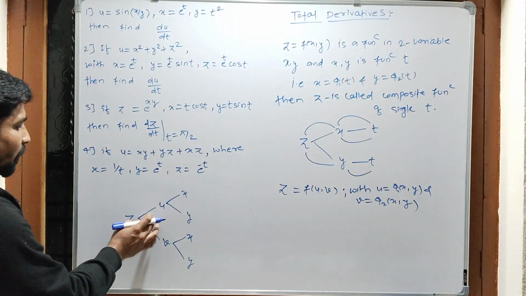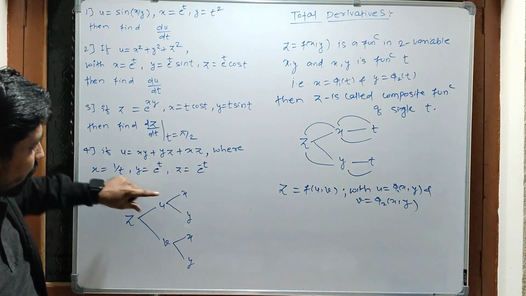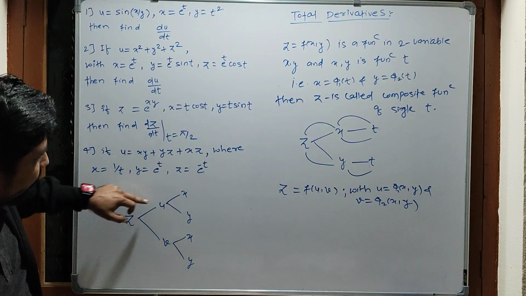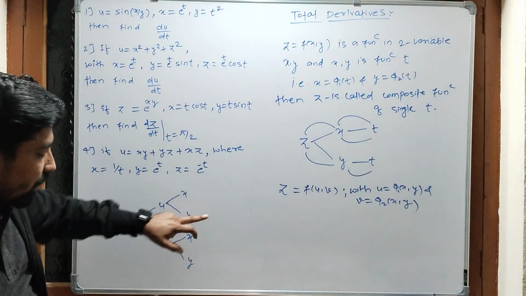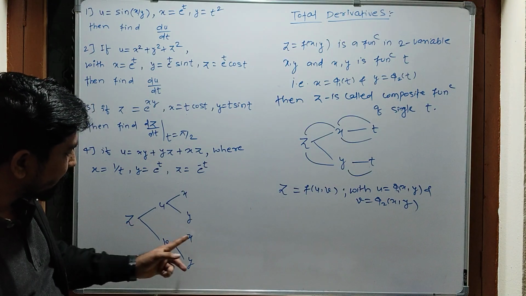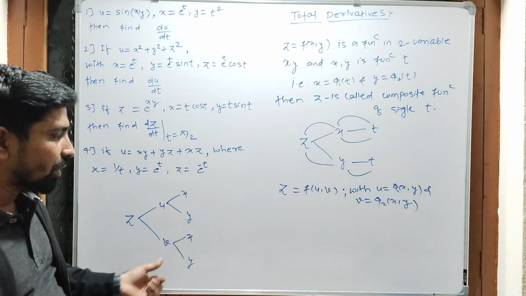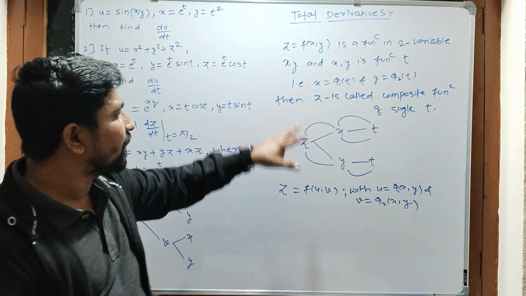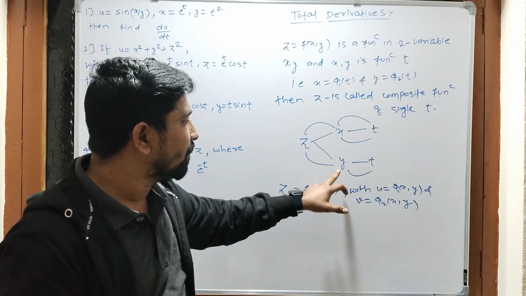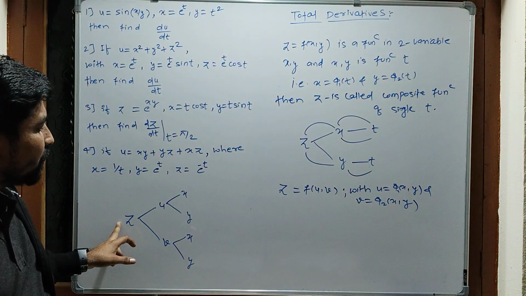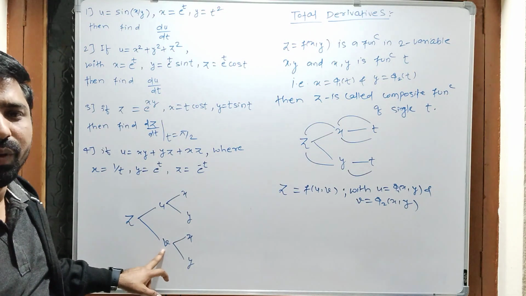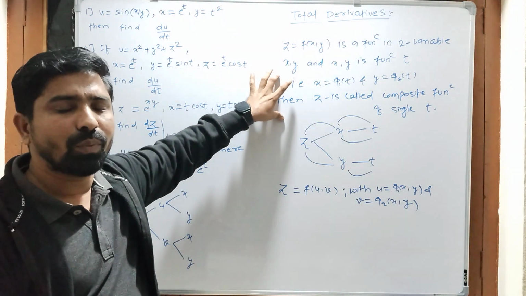So here, just follow this route. Here z is a function of u and u is a function of x comma y, then z is a function of x and y. In the same way, if z is a function of v and v is a function of x comma y, then z is a function of x and y through v. Therefore this z is the composite function of single variable t through x and y, and this z is the composite function of two variables x and y through u and through v. So this is the composite function.